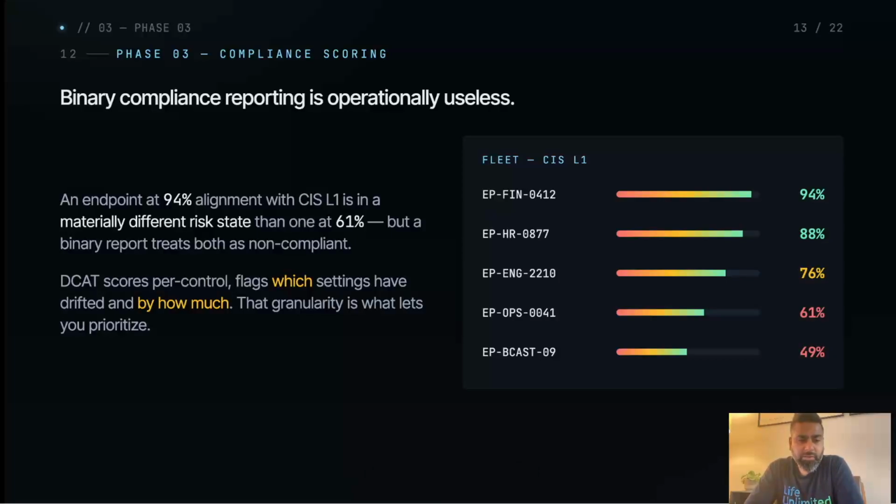Next, phase three is one of the parts I'm most proud of. This phase is simply called compliance scoring. Most compliance tooling gives you a binary result, either compliant or non-compliant. That's operationally useless. An endpoint with, say, 94% configuration compliance against CIS Level 1 is in a meaningfully different risk state than one which has 40% or 60%. But a binary report treats them the same. DCAT produces a scored results output.